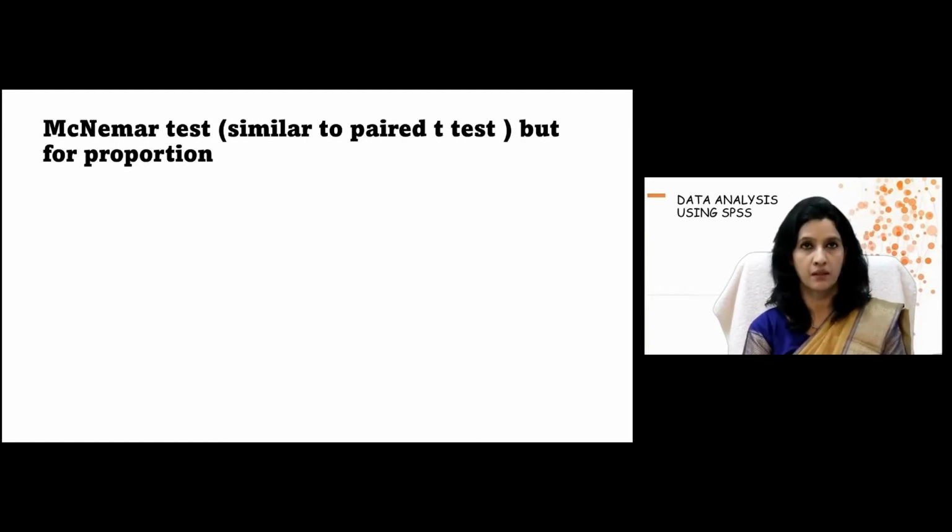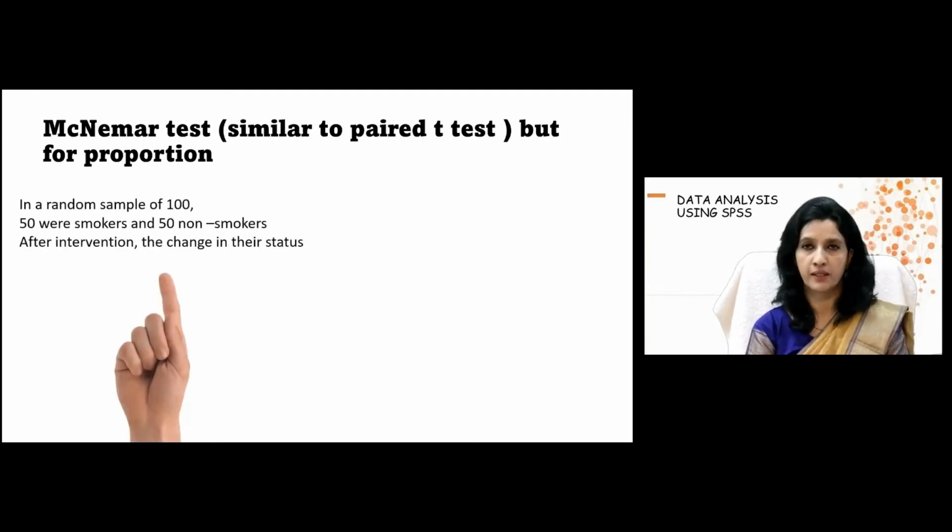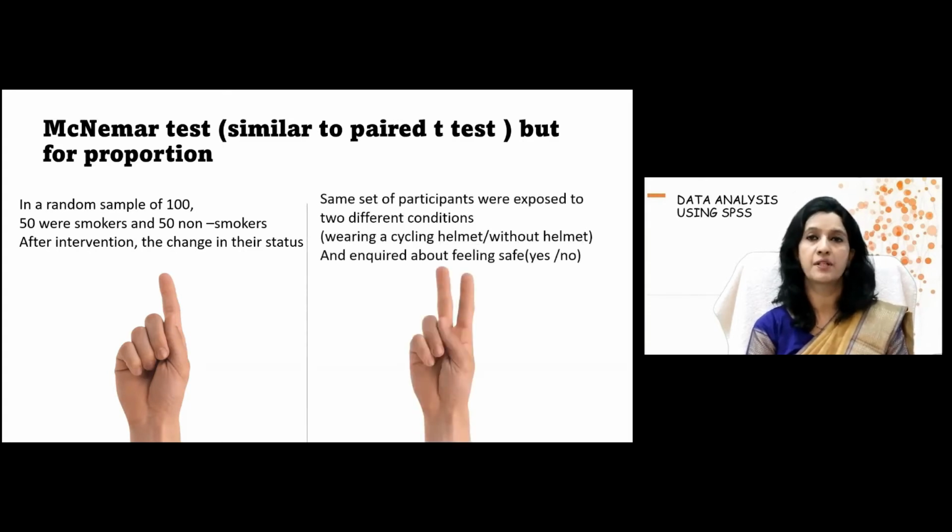So coming to the other properties of McNemar. It is similar to the paired t-test, but it is for the proportion. Like if we take a random sample of 100 individuals, 50 were smokers and 50 were non-smokers. And after an intervention, if I want to see the change in their status, then I will use this McNemar test. The second example could be the same set of participants, like we did for the paired t-test. The same set of participants were exposed to two different conditions, like a feeling of safety after wearing a helmet and without a helmet.